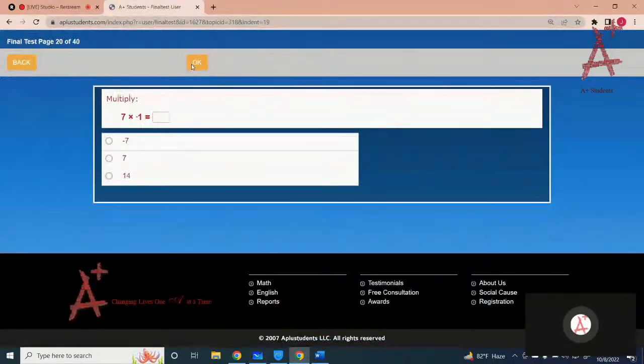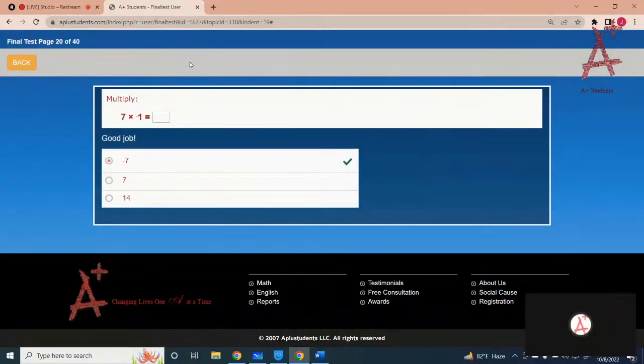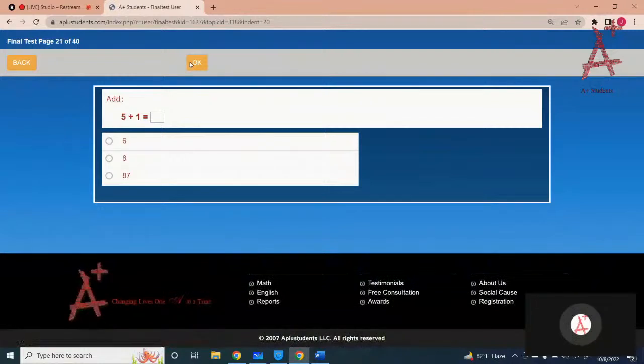Okay, 7 times negative 1. So multiplying two numbers with opposite signs, the answer must be negative. It would be negative 7. Got it? Select the correct option and click on the OK button. Okay, 5 plus 1 is, it would be 6. Got it?